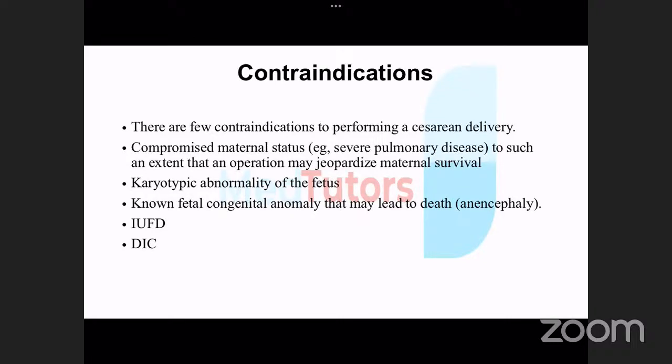When there are detected karyotypic or severe anomalies of the fetus that are incompatible with life, CS is contraindicated. Right? When there's an IUFD, intrauterine fetal death, of course, CS is contraindicated. Similarly, when there's disseminated intravascular coagulopathy, DIC, severe bleeding tendency like that, you have to avoid CS, because going for CS in such a situation will lead to fetal and maternal demise. You would operate and then you will not be able to secure hemostasis. Then there's no point. Next slide.